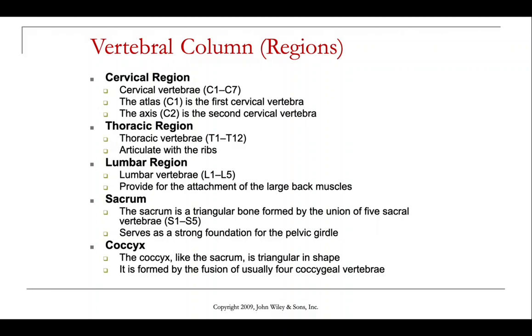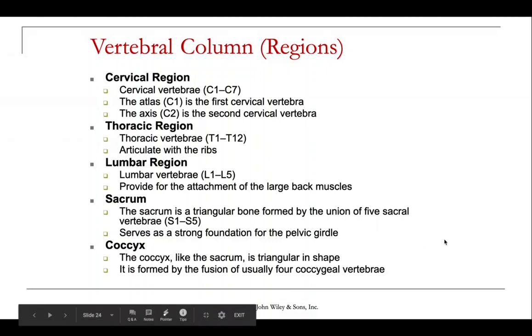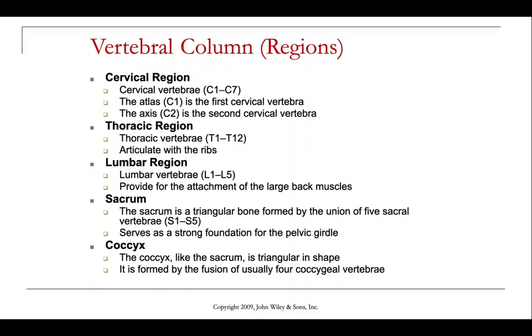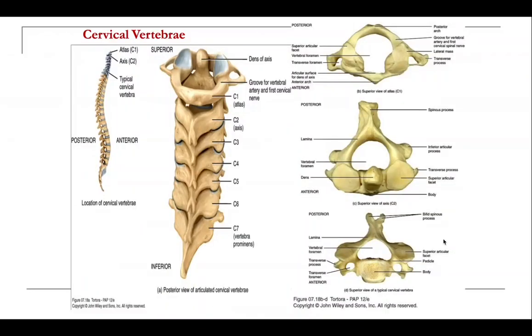The sacrum is a triangular shaped bone. It's 5 fused segments, S1 through 5, that come together and make a foundation for the pelvic girdle. And then the coccyx, like the sacrum, is triangular in shape. It's formed by the fusion of what's usually 4 coccygeal vertebrae, and sometimes that number will vary a little bit. It's way down at the bottom. So way down here is where you would have the coccyx.